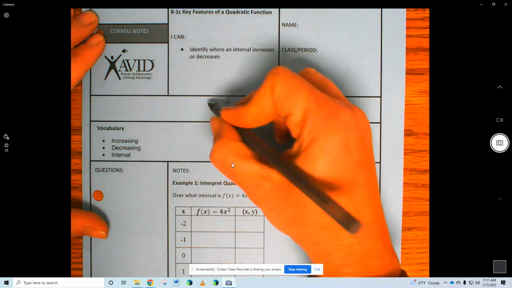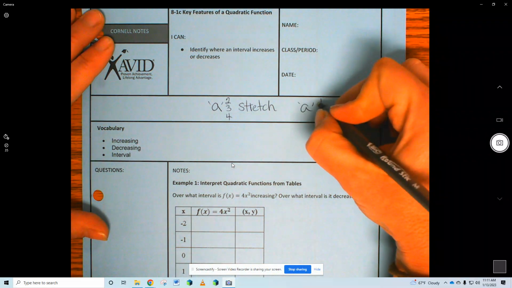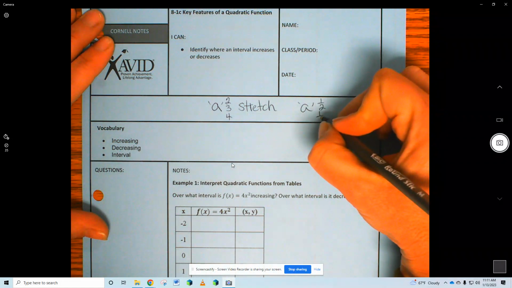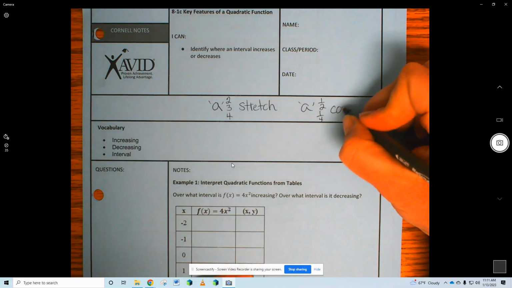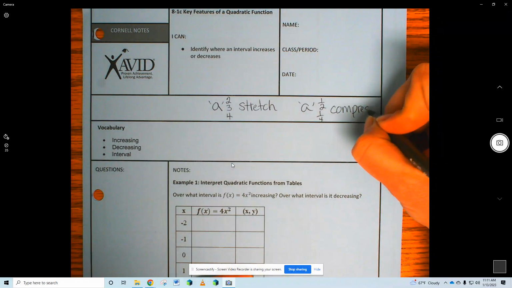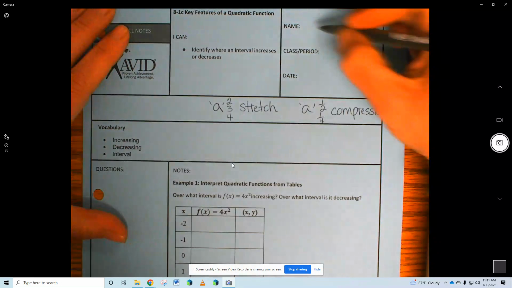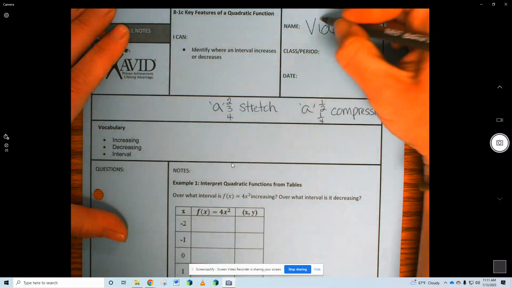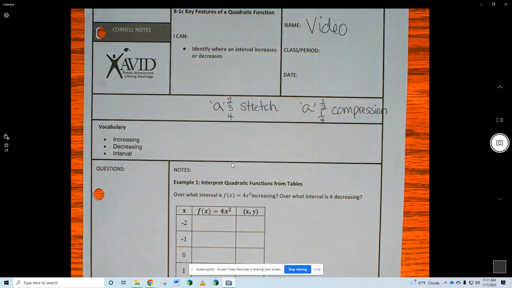And then if my A is a fraction, like 1/2, 1/4, whatever, something less than 1, that's called a compression. And a compression is fat. And I said fraction fat, to help you remember. So today I'm talking about what happens if I've got a graph that's increasing or decreasing.